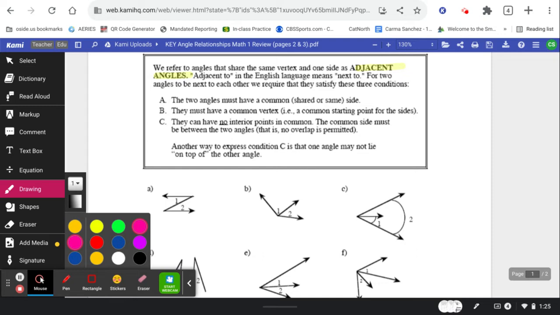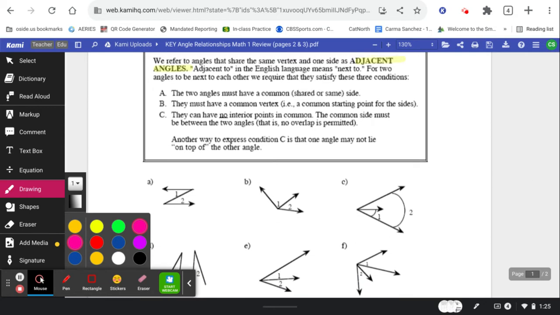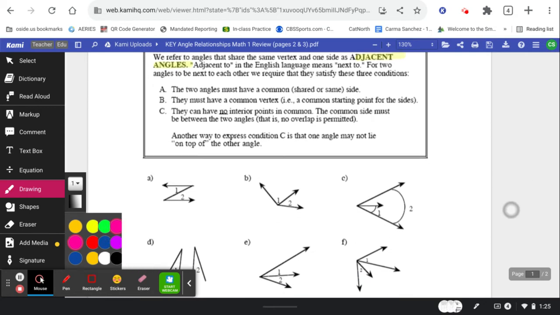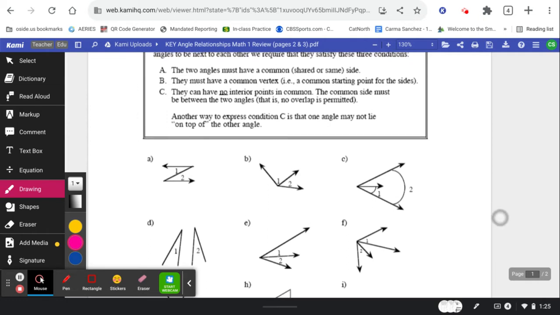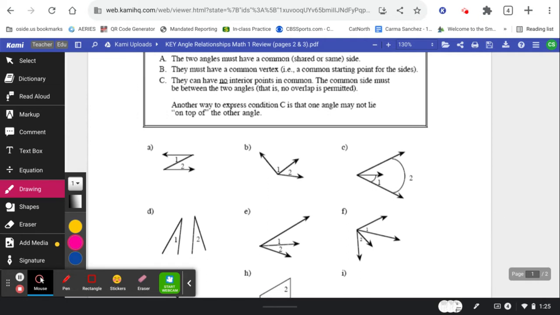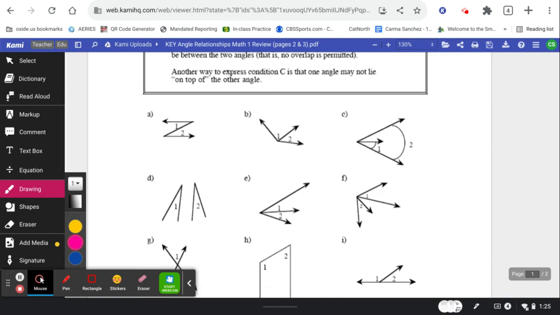So here's the definition we have to abide by. The two angles are adjacent if they have a common or shared side, they have a common vertex, a common starting point, they have no interior points in common. The common side must be between the two angles. No overlap is permitted. Or another way to express condition C is that one angle may not lie on top of the other angle. Okay, so let's go take a peek here.